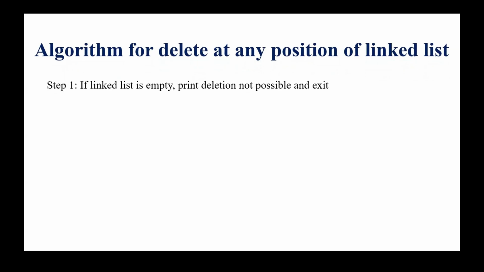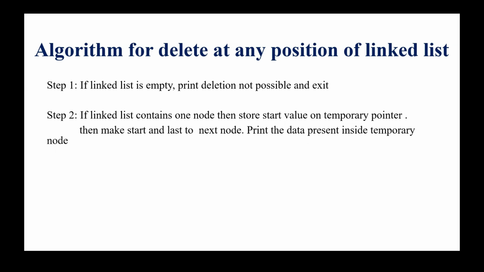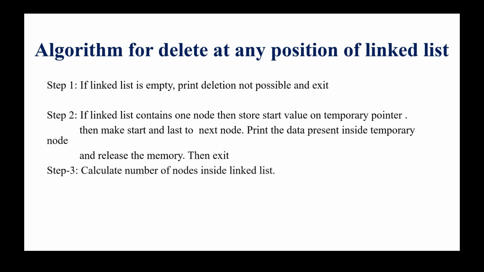The first step we follow: if the linked list is empty, meaning there is no element present inside the linked list, then we mention that deletion is not possible and exit from the program. Step 2: if the linked list contains only one element, then we store the start value in a temporary pointer. Then we make the start pointer point to the next node, print the data present inside the temporary node, release the memory, and exit.